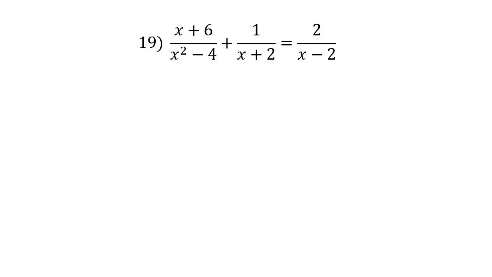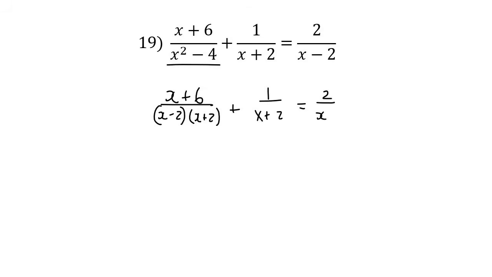Alright guys, so with this question, remember you need to get a common denominator. And so you need to always see which things can be factorized first. So this is a difference of squares, and so that's going to be x plus 6. And then the difference of squares here is x minus 2 and x plus 2. Then you can say plus 1 over x plus 2 equals 2 over x minus 2. So it's very easy to see here that our lowest common denominator is going to be x minus 2 and x plus 2.